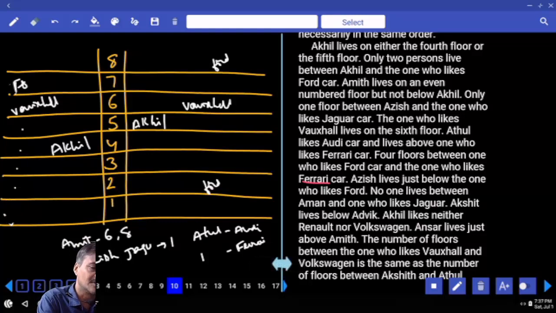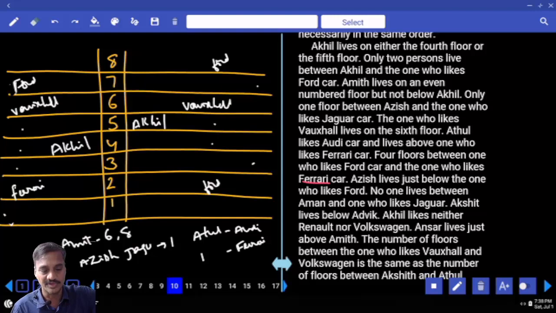Now follow the number. If Ford is here, there are four in between Ford and 1, 2, 3, 4, and this must be Ferrari. And if this is Ferrari, Audi is above this Ferrari, and that is Atul. Coming back again, four cars between Ford and Ferrari: 1, 2, 3, 4, Ferrari. Else Ferrari can be here, then Amit is on the 6th floor.